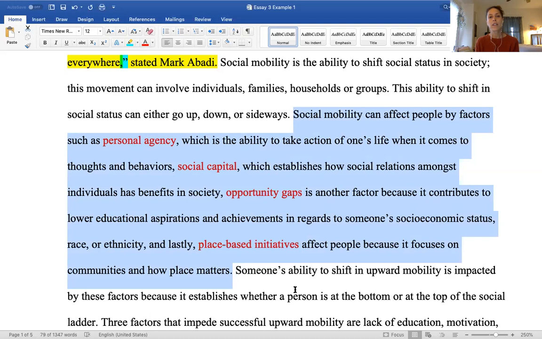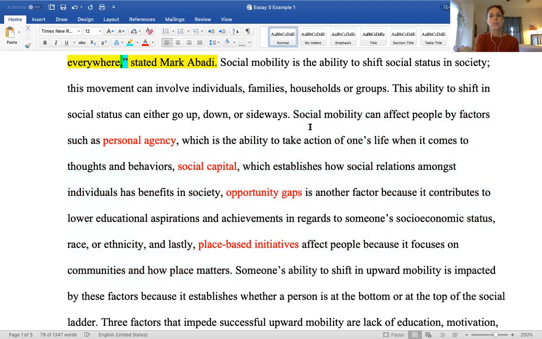So although the student achieved an A on this essay, we would definitely want to edit this down and divide out this person's sentences. If you know that your writing is just going on and on and on, put in some periods. Okay, so let's do that together. Social mobility can affect people by factors such as personal agency, which is the ability to take action of one's life when it comes to thoughts and behaviors. Awesome. We're going to put a period there.